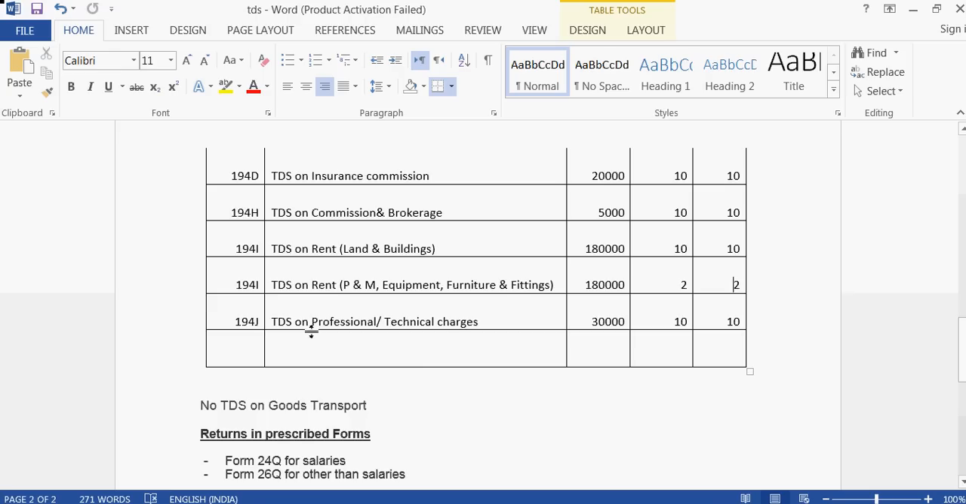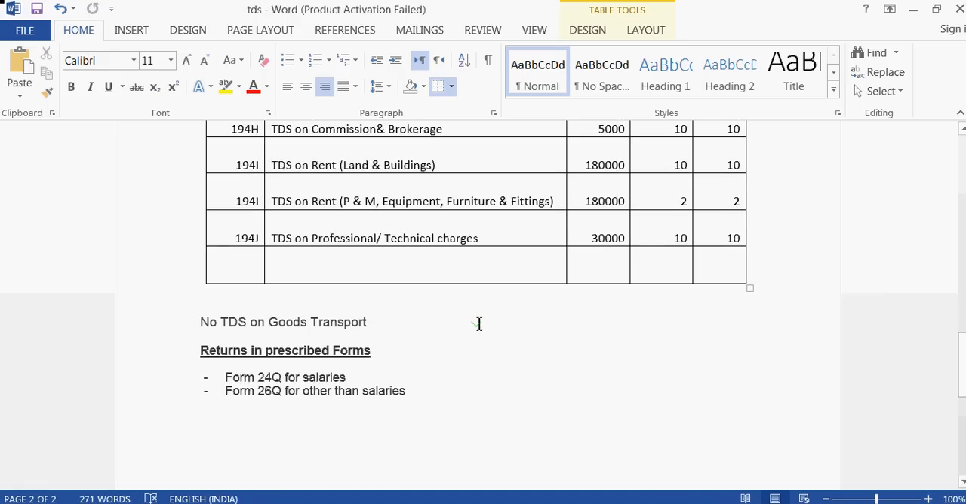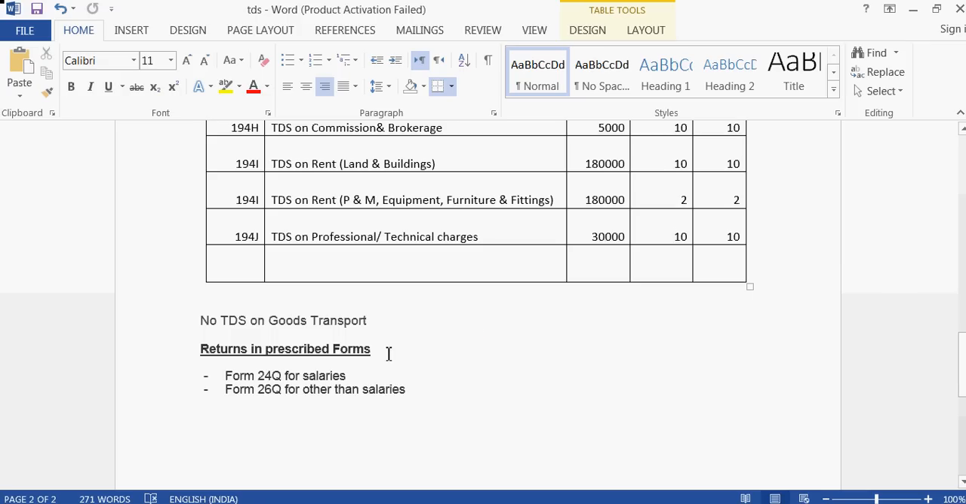TDS on professionals, these are the sections. And for TDS on professionals the limit is 30,000. If it exceeds 30,000, we have to deduct 10%. And there is no TDS on goods transport. We don't have to deduct any TDS on transportation charges.